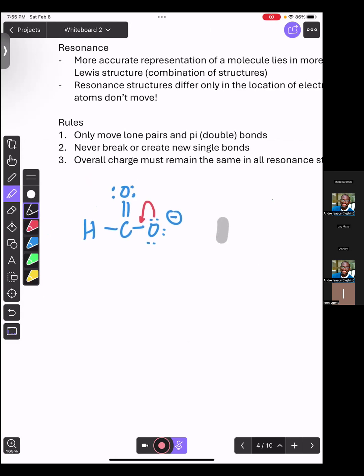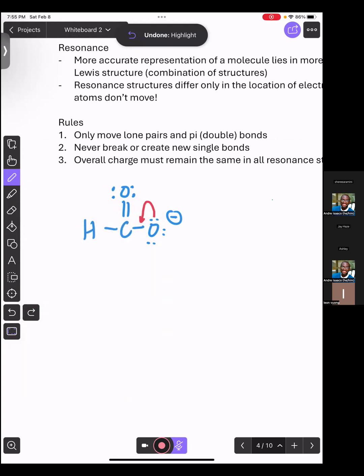So the oxygen is sharing those electrons with the carbon. Do you see what we just did? We took those electrons here and we moved them in between. Remember, when you move electrons in between, that's just a bond.